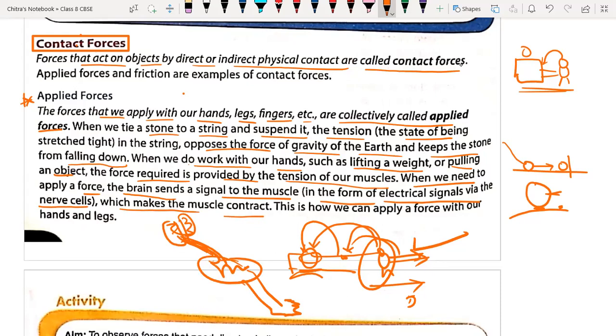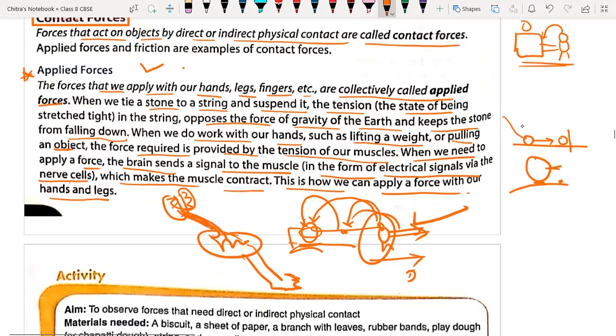Contract and relax. So during applying force, muscles contract, and when we are not applying, the muscles relax back. This is how we can apply the force with our hands and legs on any object in order to pull or push the object. So this is all about the applied force. We are applying the force on the object with our legs or any parts of the body.